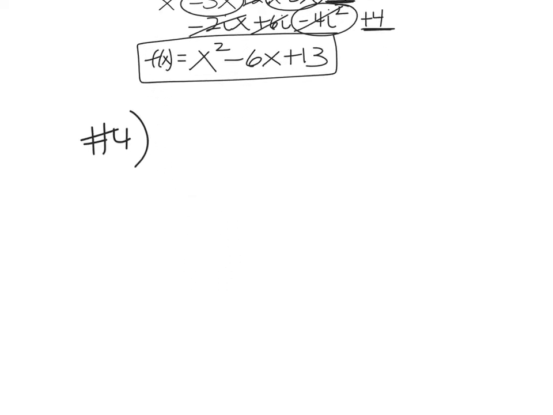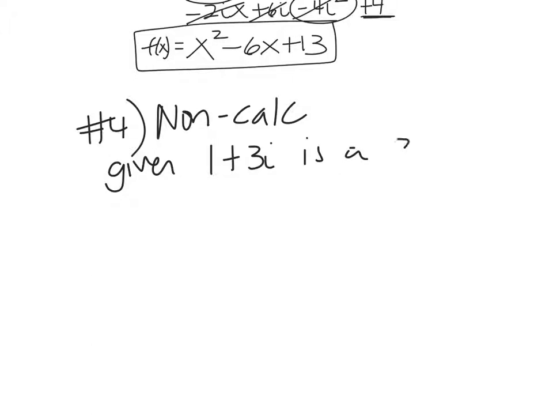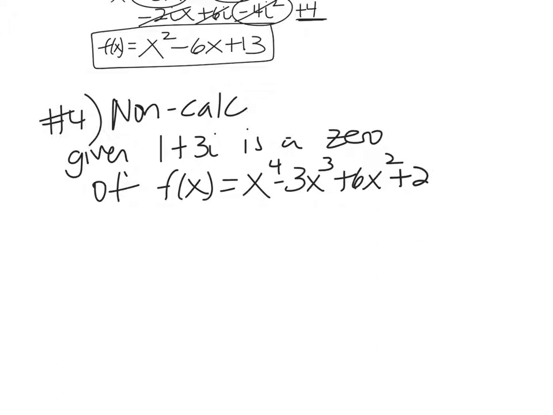Okay, I'm going to give you a zero, and then we have to find all the other zeros. This is a non-calculator section, and we are given that 1 plus 3i is a zero of f of x equals x to the fourth minus 3x cubed plus 6x squared plus 2x minus 60. I need to find all 4 zeros of this polynomial.